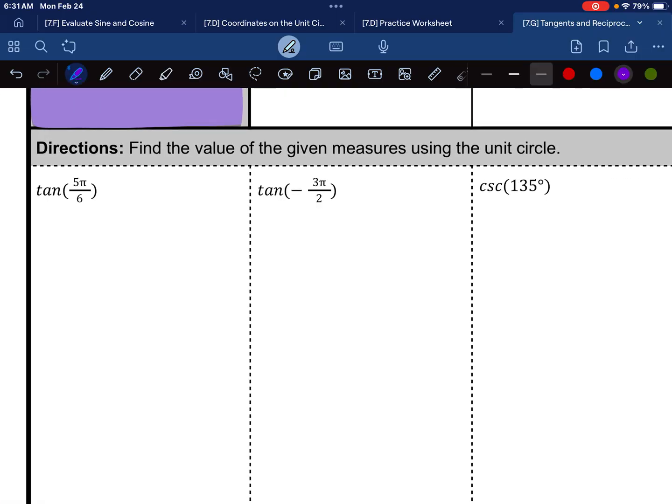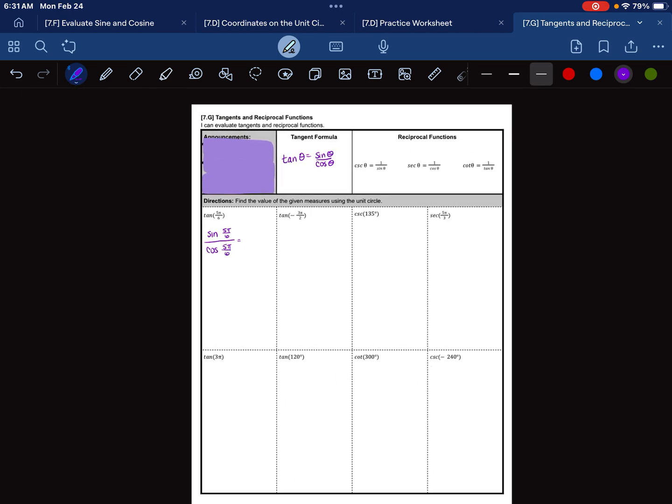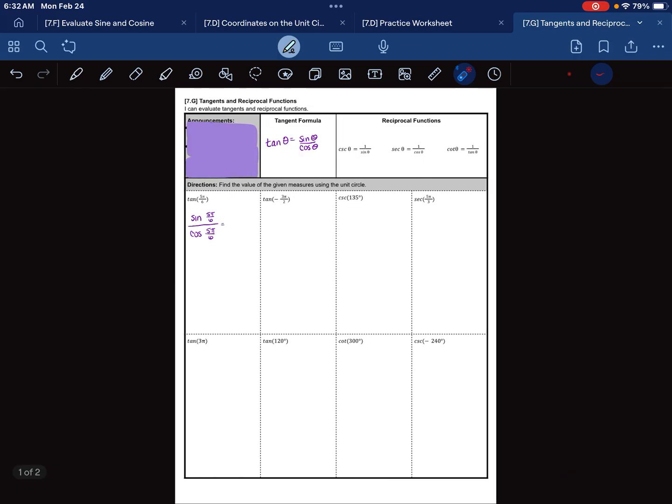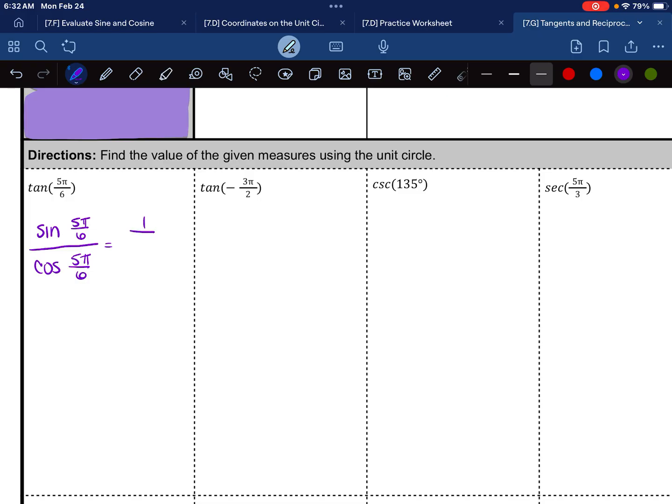All right, so the tangent of 5 pi over 6 is going to be equal to the sine of 5 pi over 6 divided by the cosine of 5 pi over 6. Okay, so I'm going to grab my unit circle. I'm looking for 5 pi over 6. 5/6 is less than this, so there it is. Okay, so the sine is 1/2 and the cosine is negative root 3 over 2. So I have 1/2 divided by negative root 3 over 2.